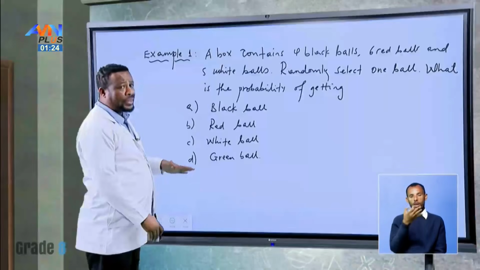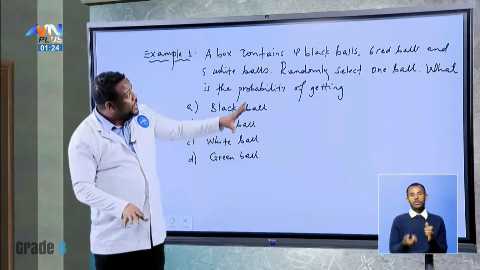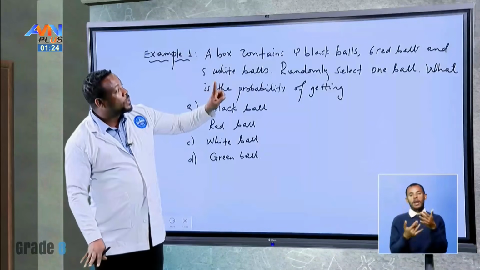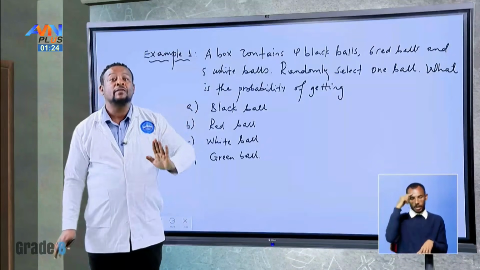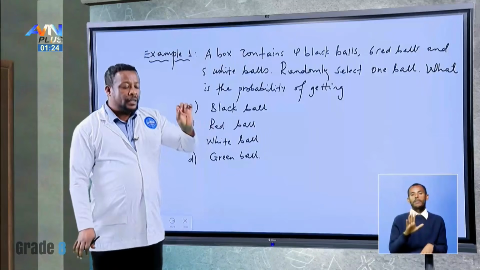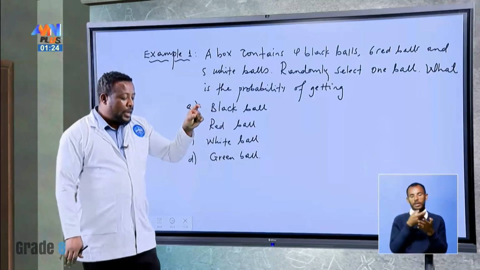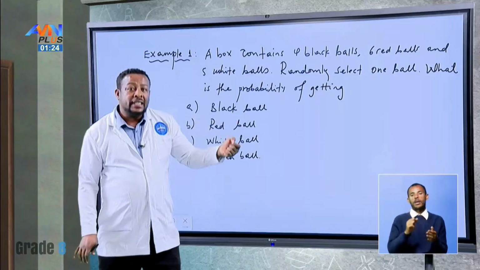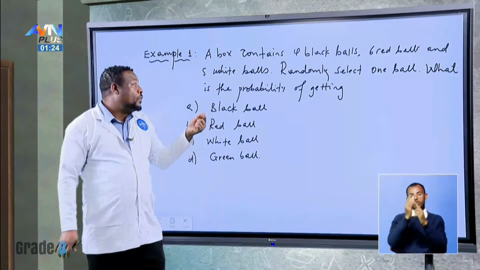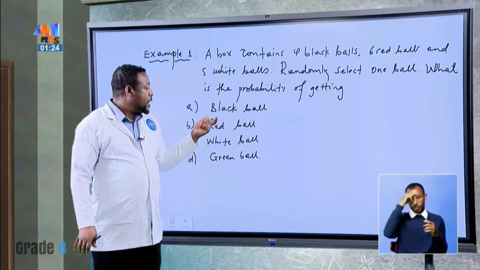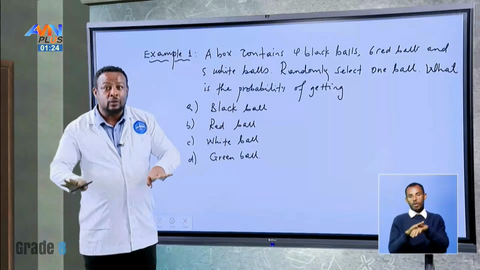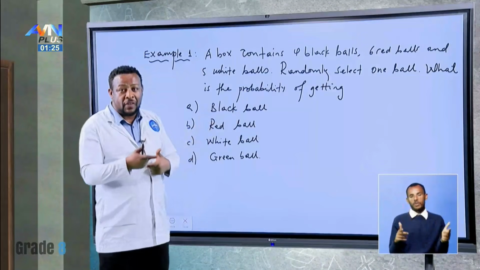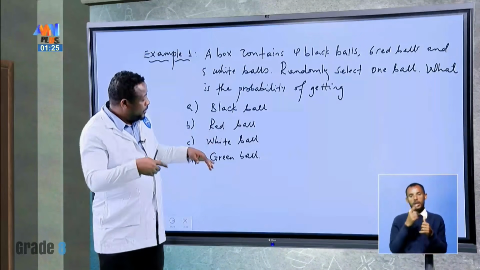Well, what is given here is a box containing 3 different colored balls, 4 black balls, 6 red balls, and 5 white balls. And the activity here is we are randomly taking a ball from the box. In this situation, what is the probability of getting black ball, red ball? Each of these are separate questions, okay? So you need to answer the probability of black ball first, then red, white, then green.